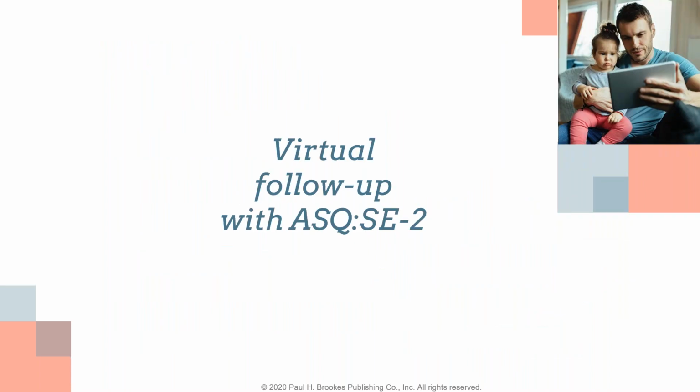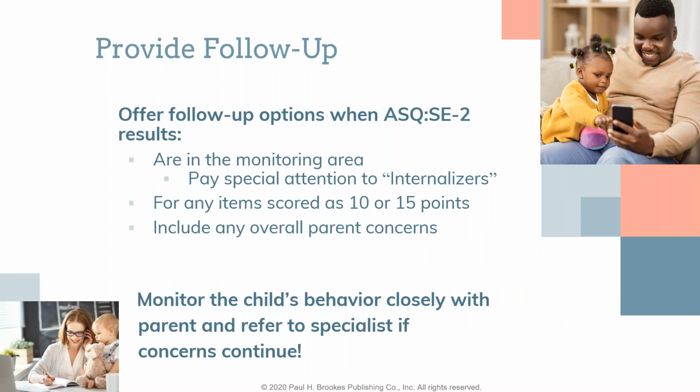Okay, and just to talk a little bit more about what some of those options are for follow-up. You want to offer follow-up again for kids who are in the monitoring area, and you really want to pay special attention to internalizers who are in the monitoring area. When we're thinking about internalizers, we're thinking about those kids that don't have as many social competence behaviors. Maybe they're pulling back a little bit, not reaching out to engage with adults or other children as much as they can. They may be regressing a little bit, reluctant to engage in activities, those kinds of things. Those kids who are internalizers just don't rack up the points as much as a child who is engaging in externalizing behaviors.